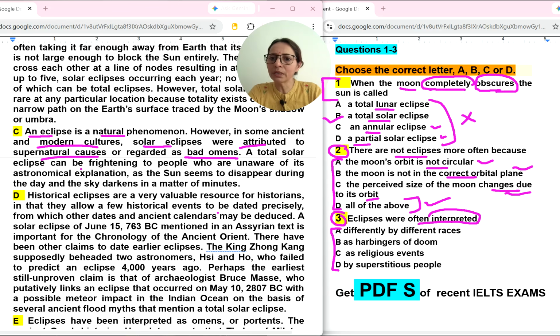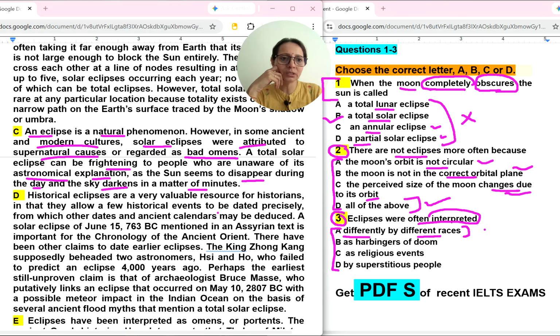A total solar eclipse can be frightening to people who are unaware of its astronomical explanation. It means some people can be frightened because of illiteracy in astronomical explanation and all. They don't know the concept of this, as the sun seems to disappear during the day and the sky darkens in a matter of minutes. Okay, let's read the options. First option: interpreted differently by different races.